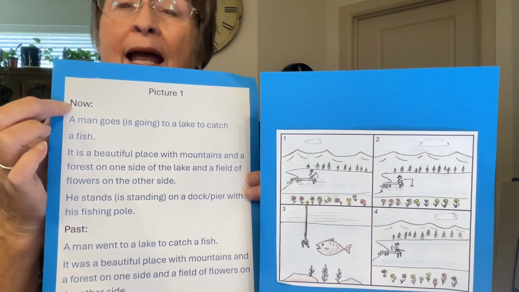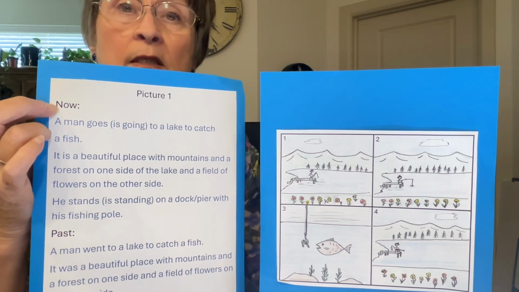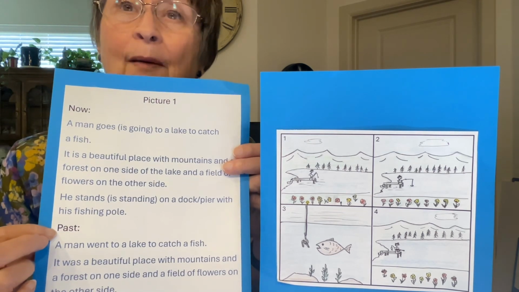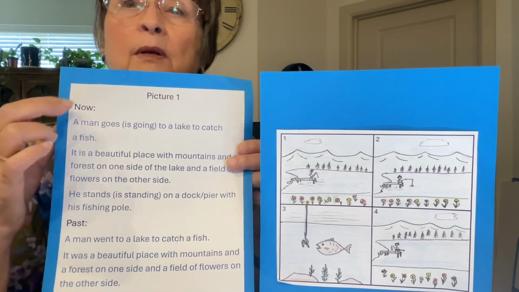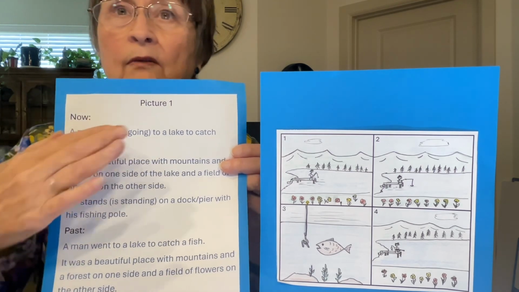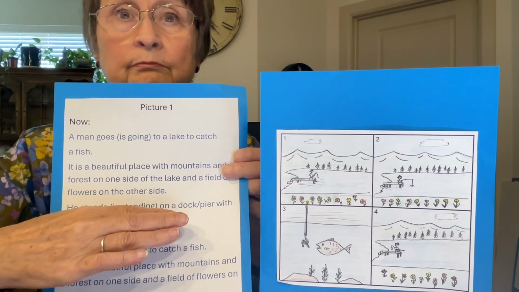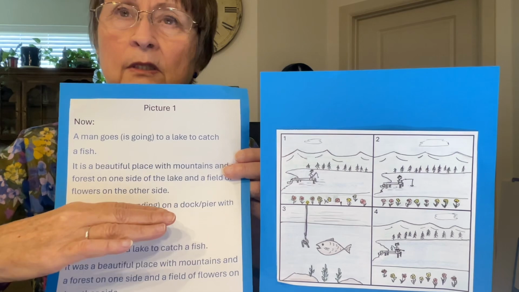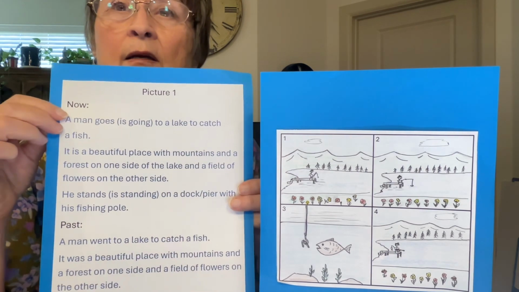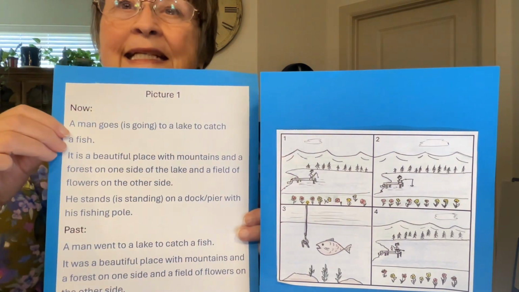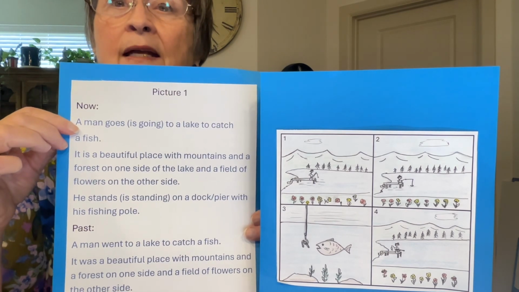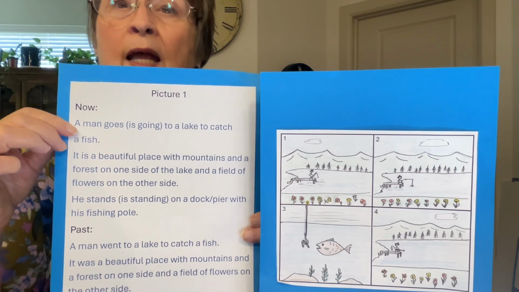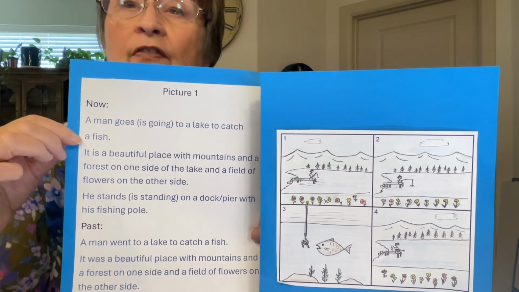If it's happening right now, I'm there and I'm watching it. Or if I'm telling about something that has already happened, I would use this form. But it's very simple. Some of my students write very long, beautiful stories about each picture, and beginners write shorter sentences. So you may have said much more in detail than this one. A man goes or is going to a lake to catch a fish.